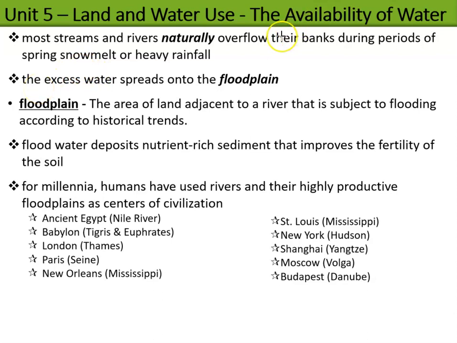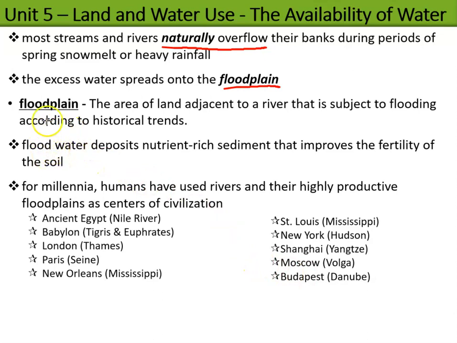Now, one of the reasons I mentioned on the previous slide for humans settling around rivers and streams is that they are surrounded by fertile land. And this is because rivers and streams naturally overflow their banks during periods of spring snowmelt or heavy rainfall. And the excess water spreads out into an area that is called the floodplain. So the floodplain is an area of land that's adjacent to a river or a stream. Generally, we're talking about rivers when we talk about major floodplains here, though. And it is subject to flooding according to historical trends.